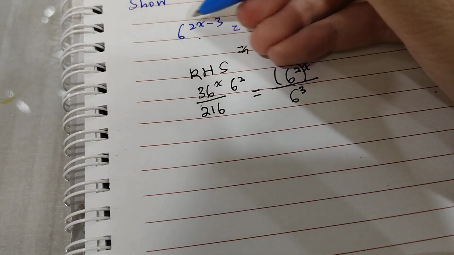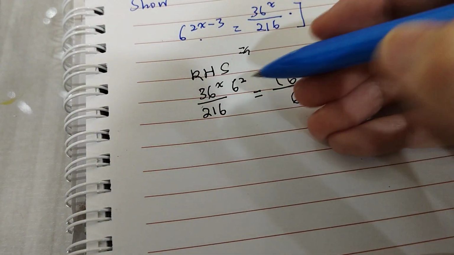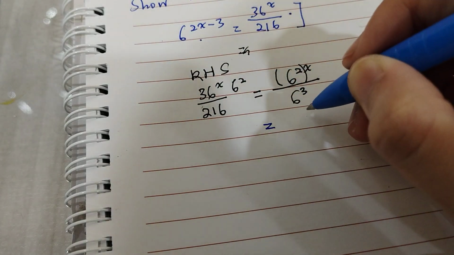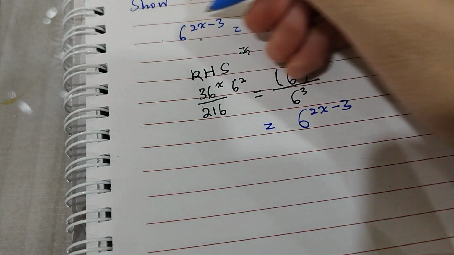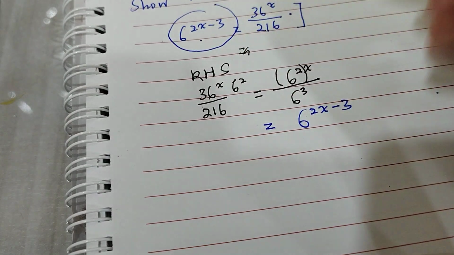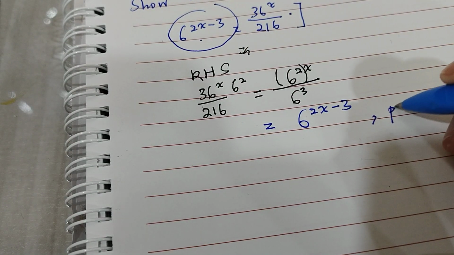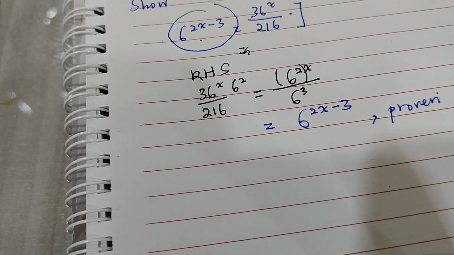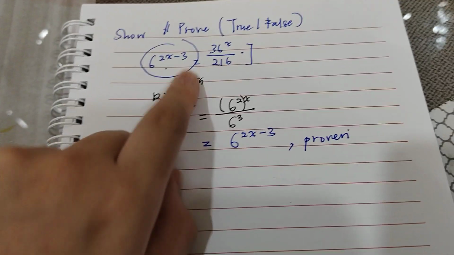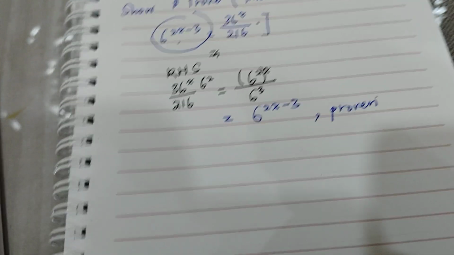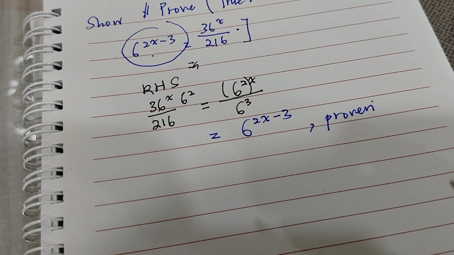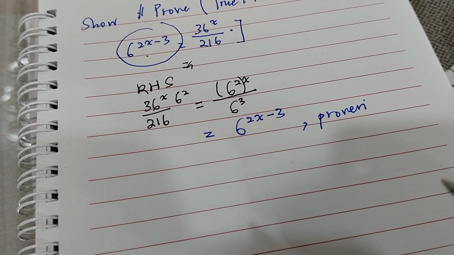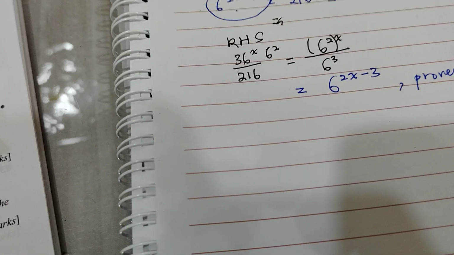Okay, then look over here. This can be simplified into 6 power 2x minus 3. Isn't that the exact same thing? Thus, you can put over here that your equation is proven. So yes, that should be it. Okay, now let's look at the next question.